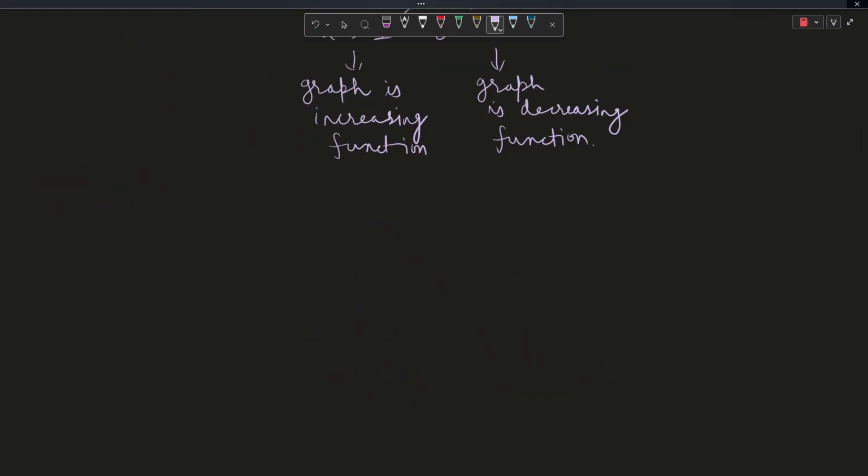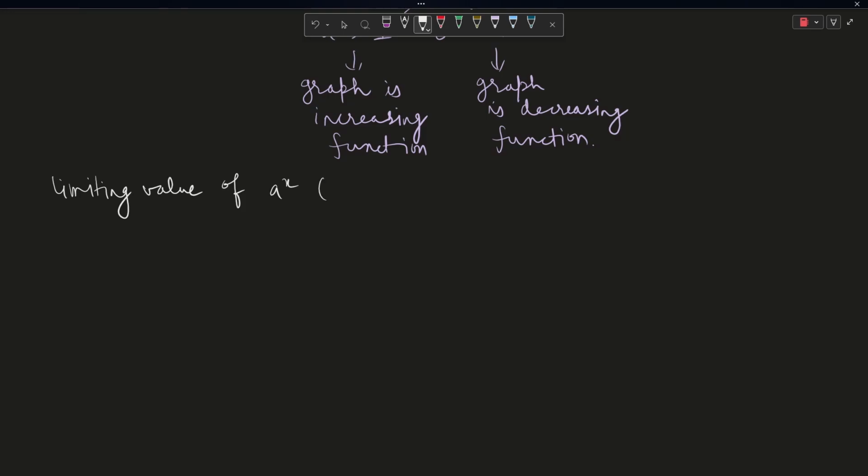Right? There is one small point which is left. The small point is: what is the limiting value of a to the power x? Does it meet the x-axis? So the answer is no. It does not meet the x-axis. A to the power x is f of x.